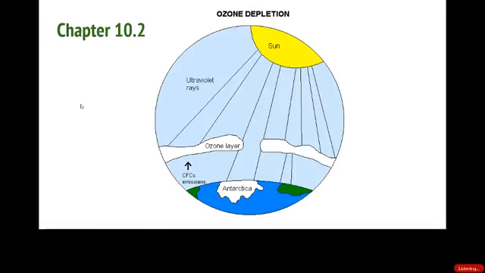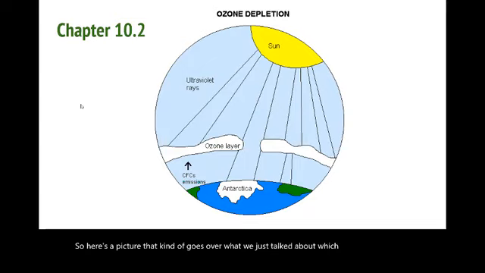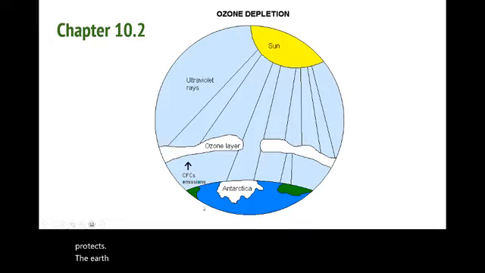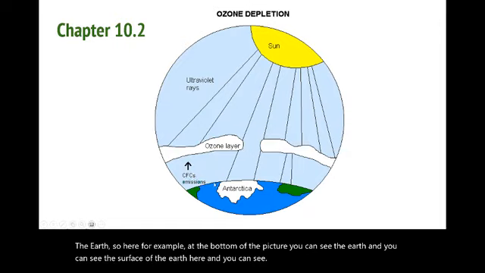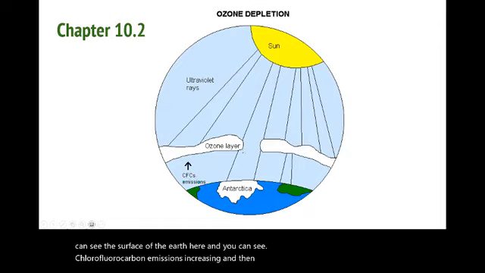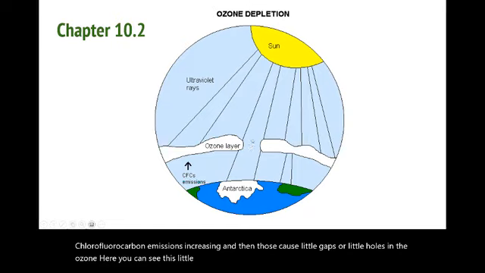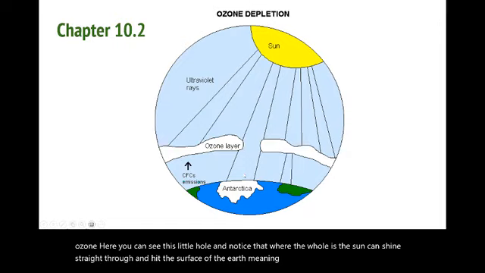So here's a picture that kind of goes over what we just talked about, which is how the ozone protects the Earth. So here, for example, at the bottom of the picture, you can see the Earth, and you can see the surface of the Earth here, and you can see chlorofluorocarbon emissions increasing, and then those cause little gaps or little holes in the ozone. Here you can see this little hole, and notice that where the hole is, the sun can shine straight through and hit the surface of the Earth, meaning we receive all that ultraviolet radiation.